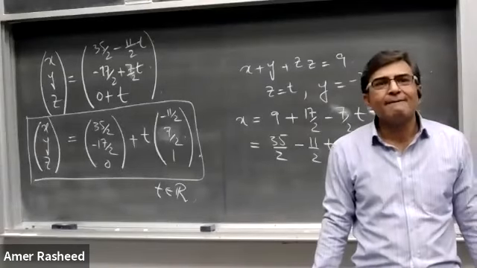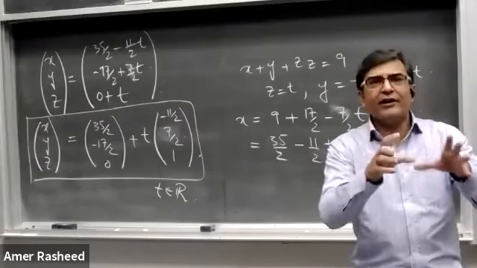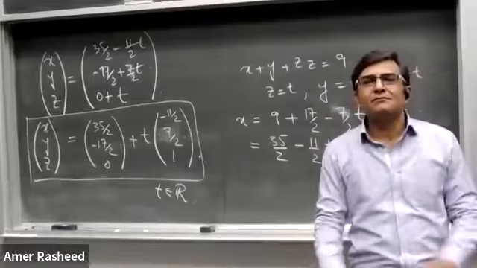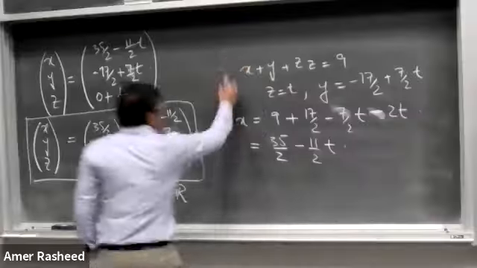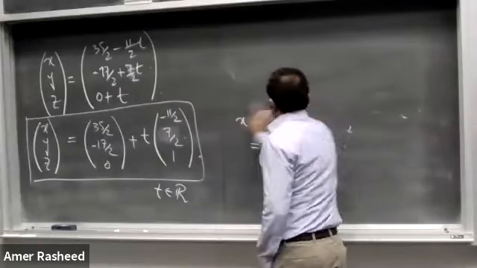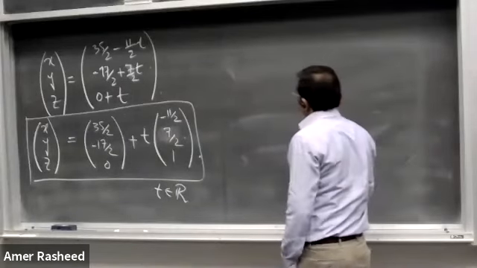You got my point? Yes, sir. Have you already studied straight lines in 3D? No, sir. Basically, what is the form of an equation of a straight line in 1D? 1D में क्या होती है equation of a line?